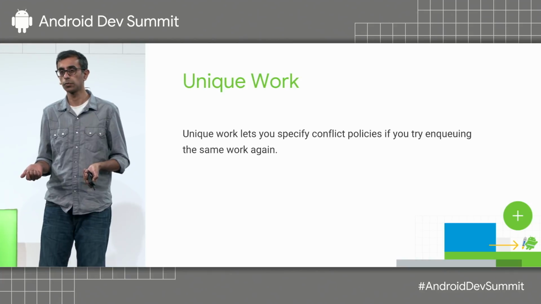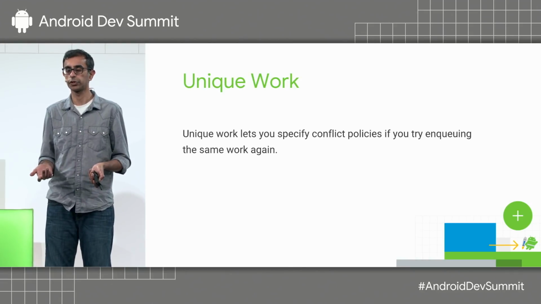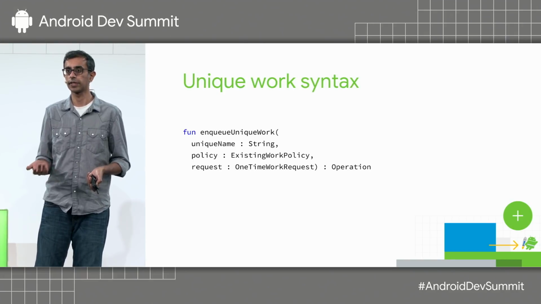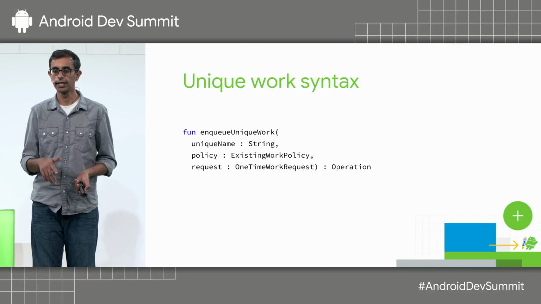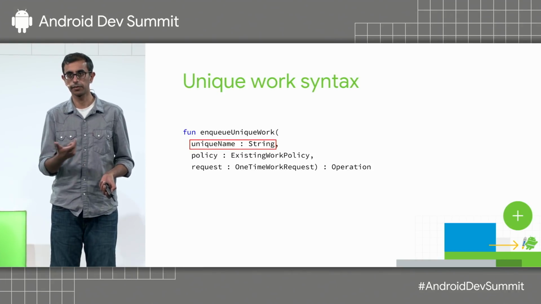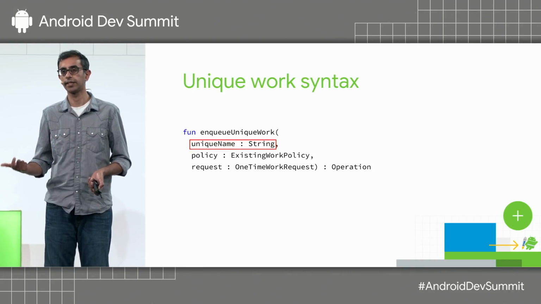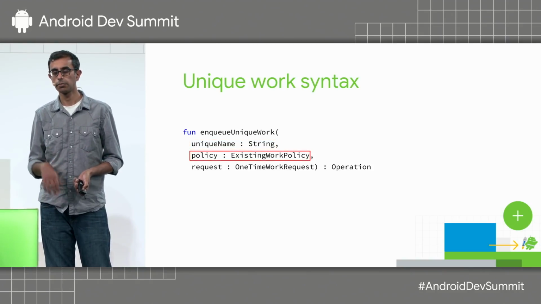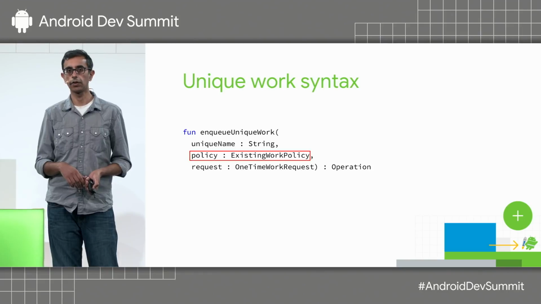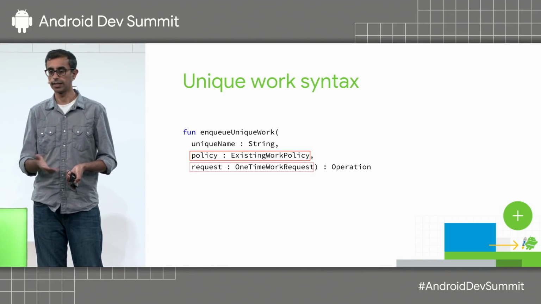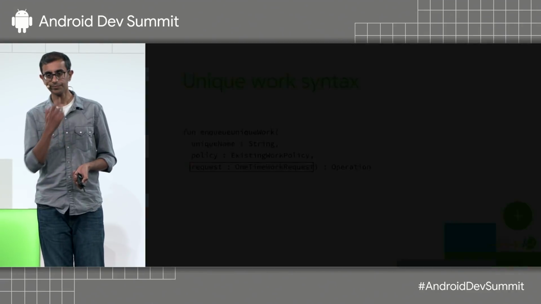Do you want to overwrite what's already in there? You want to ignore what you're trying to do? That's what unique work does. It basically is a conflict policy for WorkManager. And here's the syntax for it. It's pretty simple. Unique name is that key. It's something that uniquely identifies that chain of work. Policy is the existing work policy, or what we call the conflict policies. And then you obviously have your requests.